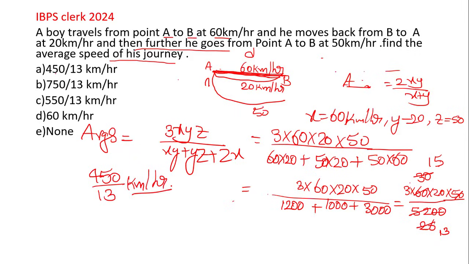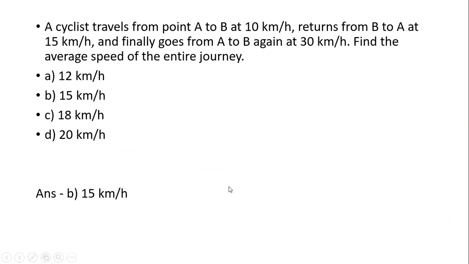So whatever method you want, you can go through. And this was the question which was asked in IBPS Clerk 2024. So please keep practicing. For that, I have written two questions. Instead of a person, here it is a cyclist. A cyclist travels from point A to B at this particular speed and returns from B to A, same thing. I would recommend you go with the second method in case you forgot. So watch again and you will get the answer as 15 kilometer per hour.